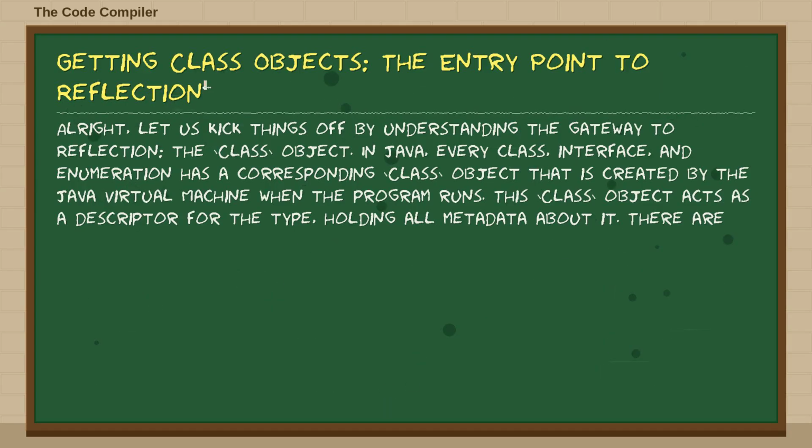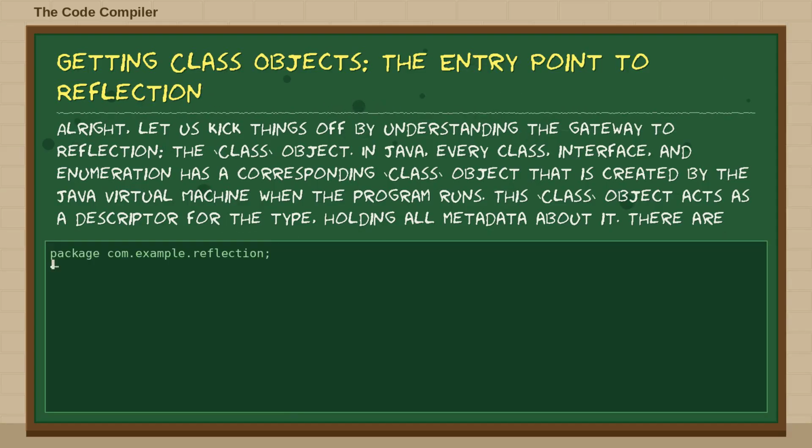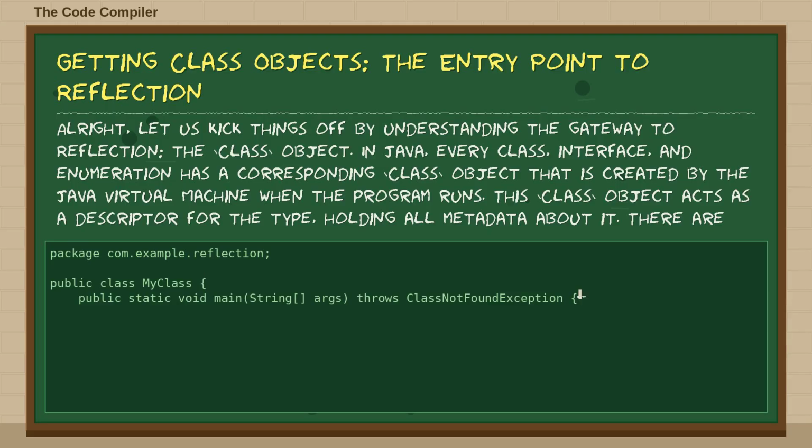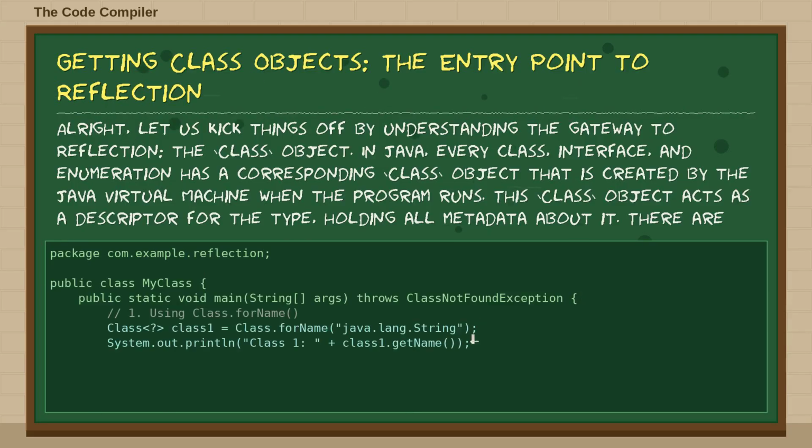Notice how each method serves a slightly different use case, giving you flexibility based on whether you know the class at compile time or need to discover it at runtime. This class object is truly the starting point for all reflection operations.